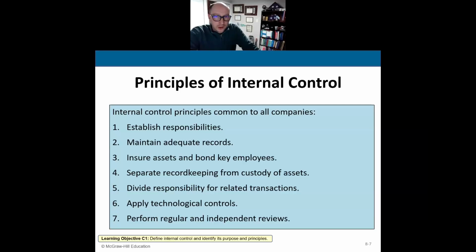Number 3, insure assets and bond key employees. Just as the name implies, insurance. Make sure you have adequate insurance on your facilities, on your equipment, etc. The second part is that it says to bond key employees. Here's what that means.